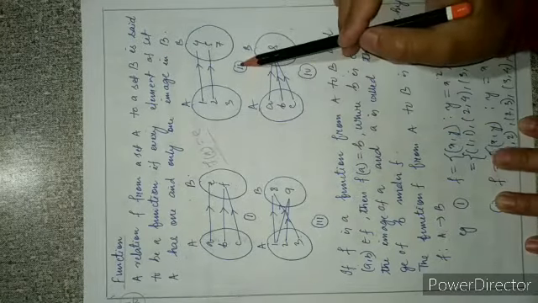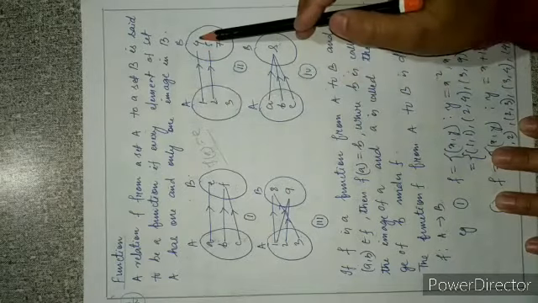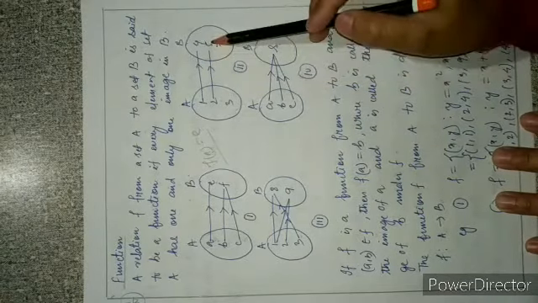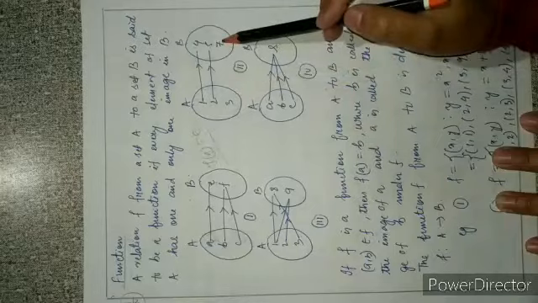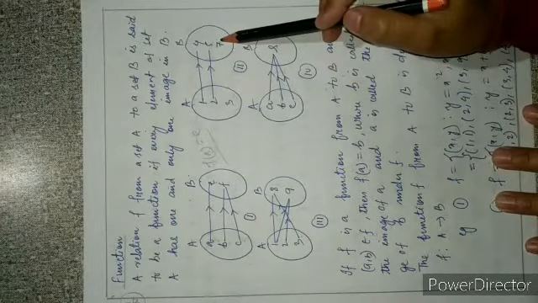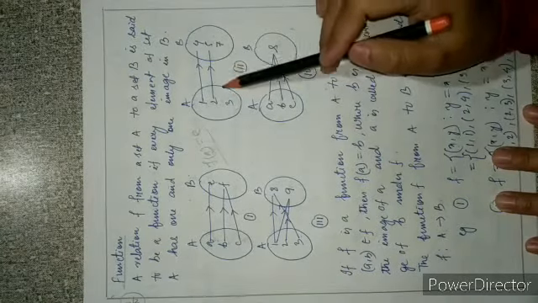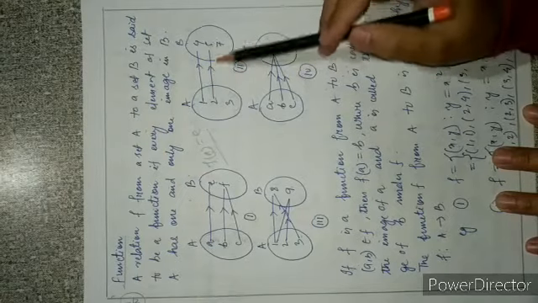Then second case, say set A and the set B. This one is related to 4 and the 2 is related to 5, but 3 is not related to any element in set B. Relation given in Roman number 2 is not a function.